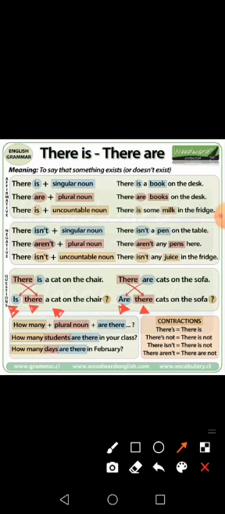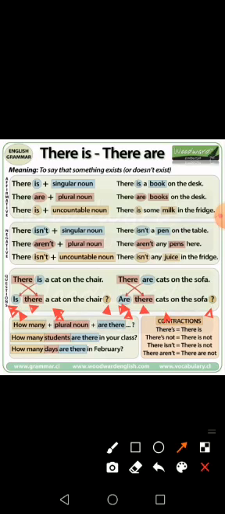Is there a cat on the chair? Is there a cat? Why do we use "is" in the beginning? Because here we have a singular noun. Is there a cat on the chair? And question mark. Are there cats on the sofa? Are there cats? And question mark.